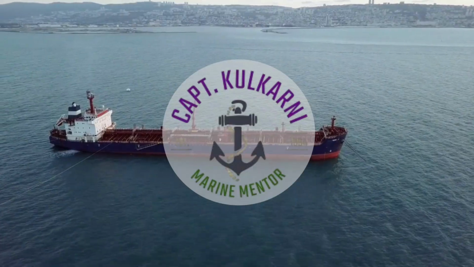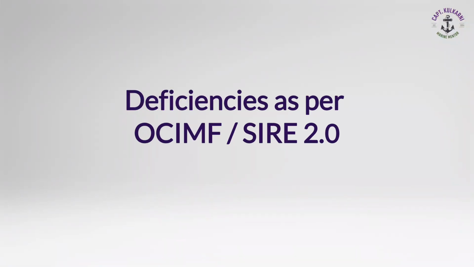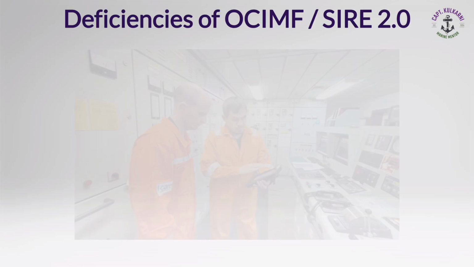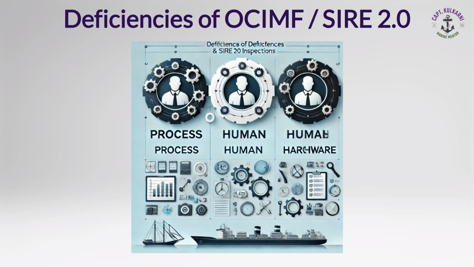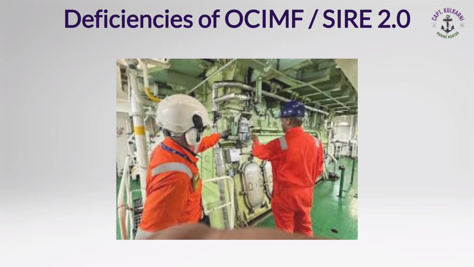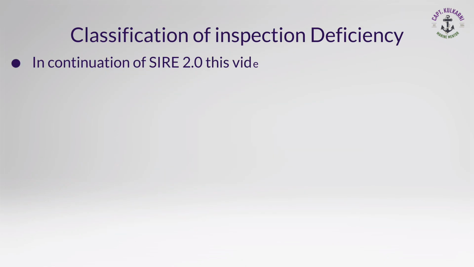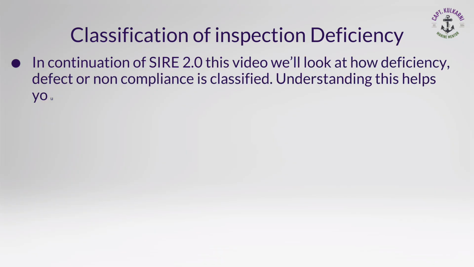Today I am here to guide you through OCIMF SIRE 2.0, understanding how the inspector records the deficiencies, how the deficiencies are classified, why they occur, and can they be prevented in a simple way. In continuation of SIRE 2.0 videos, let us look at how deficiencies, defects or non-compliance are classified.